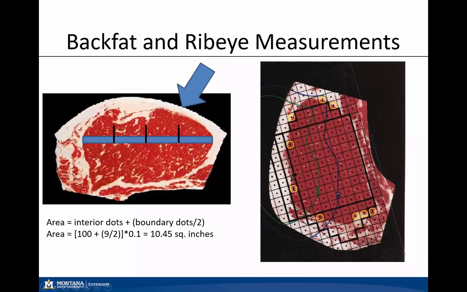So you can count these boundary dots and divide them by 2, and then you add in all your interior dots. So if you have 100 dots on the interior, you've counted 9 of these exterior dots, you're going to divide by 2, and because each of these dots represents a tenth of a square inch, we have 100 plus 9 divided by 2 times 0.1 gets us to 10.45 square inches of ribeye in this example.